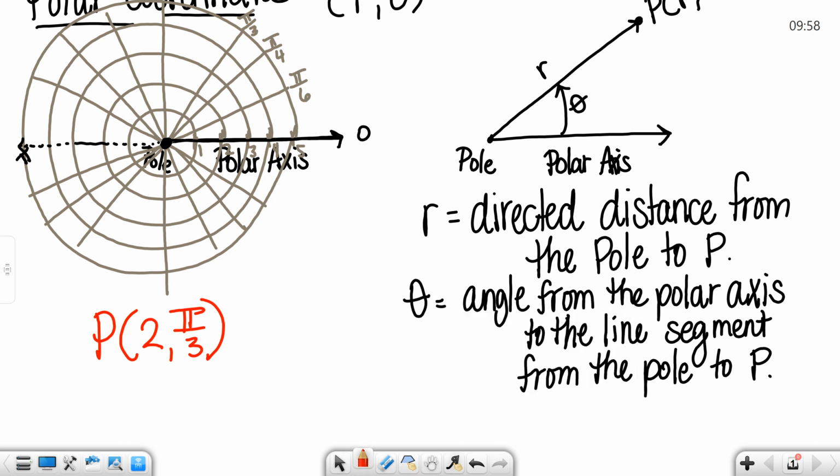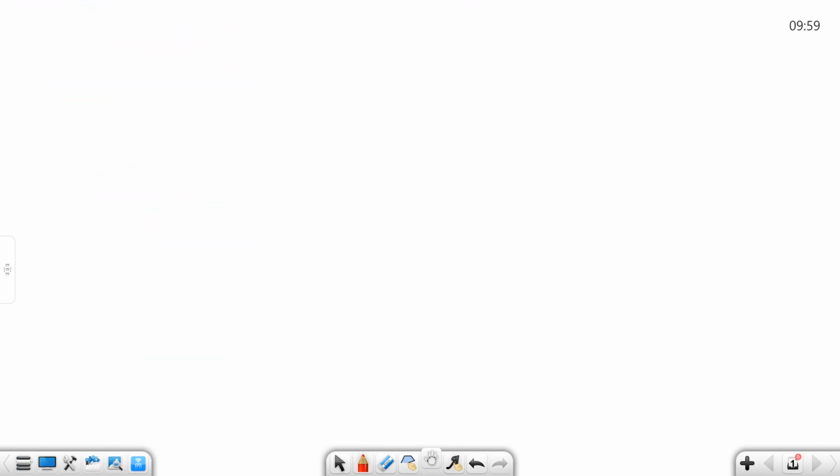Let's go back to graphing my ordered pair 2, pi over 3. Now 2 represents my r value, and that tells me what circle I'm on. And then pi over 3 tells me what my theta value is. So if I am on the second circle at pi over 3, then that would be my point right there. That dot is my point. That's not so bad. So let's try a few. Let me show you how we can sketch out a few of these.